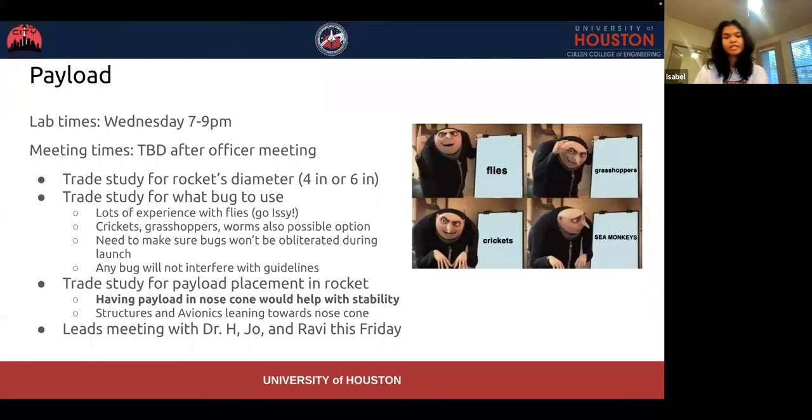On Friday, we have a leads meeting with Dr. H, Joe, and Robbie to discuss if we can even raise bugs in the lab, some other side notes about payload, and then other developments are just getting genetics professors involved with this that have worked with bugs before. I just started my specialization in atmospheric science, so I'm hoping to get that professor involved in this, and also working on our scientific reasoning.